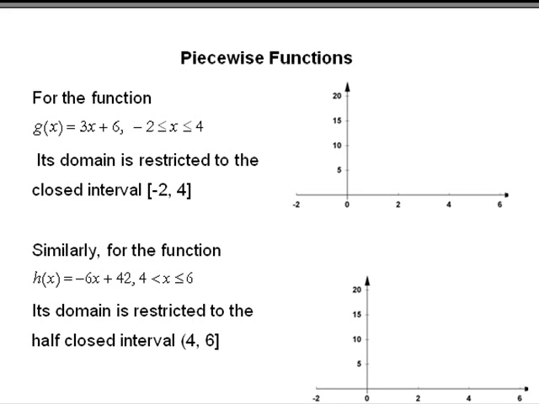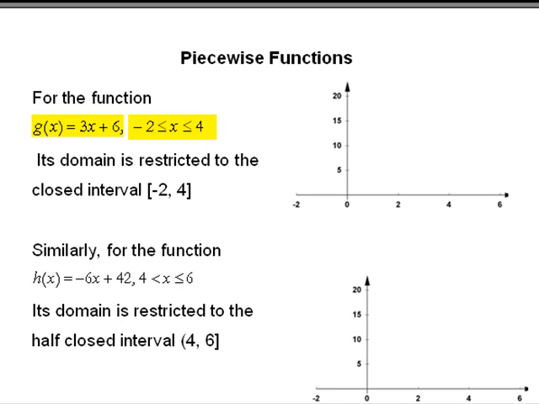Say I have a function, I'll call it g of x, and I'll let it be represented by this linear function, 3x plus 6. If nothing else is stated, its domain is all the real numbers. There is nothing to prevent a number from being multiplied by 3 and having 6 added to the result. But if after that I specify that x can only vary from -2 to 4, then the domain of this function g of x is restricted to this closed interval -2 to 4.